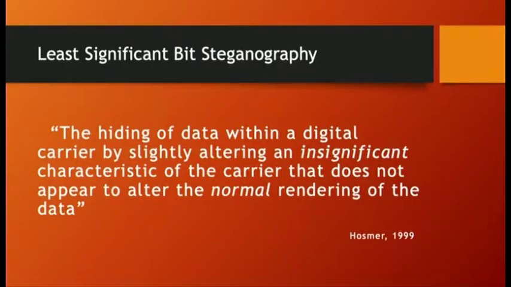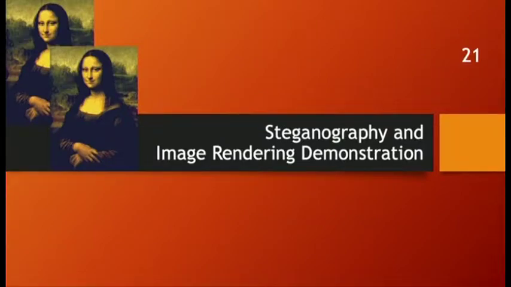So back in 1999, I was trying to get my head around this, and I wanted to define a definition for least significant bit steganography. I wanted to generalize the definition instead of making it specific to images. So I wrote this back in 1999: the hiding of data within a digital carrier by slightly altering an insignificant characteristic of the carrier that does not appear to alter the normal rendering of the data. So this can be applied to audio, video, images or network protocols. Anything that we can make a slight change to, we can define as least significant bit steganography.